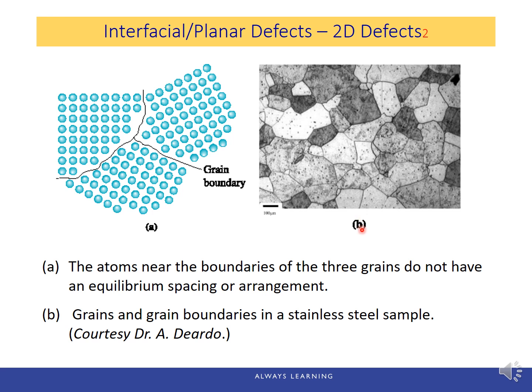And figure B is the image from a stainless steel sample under microscopy. Again, the grain boundaries are very clear because of different orientations, and the colors for different grains in the image are slightly different, or the darkness is slightly different. So we can see the grain boundaries very clearly in this figure.